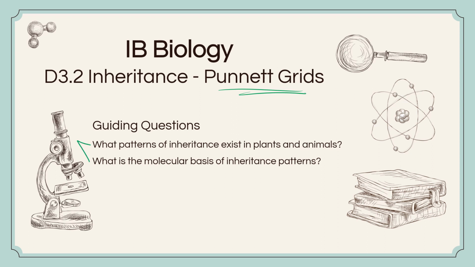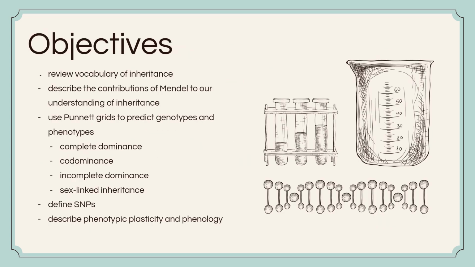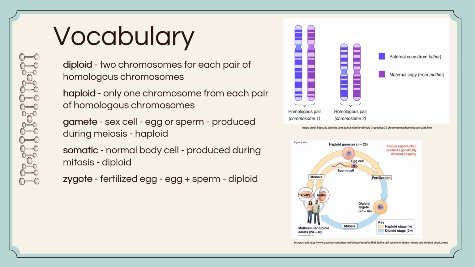Our guiding questions are: what patterns of inheritance exist in plants and animals, and what is the molecular basis of inheritance patterns? Lots of objectives here. I'm not going to read these to you, but feel free to pause the video and read if you want to read. Otherwise, on we go. Lots of vocabulary. Again, I'm not necessarily going to read all of these. Pause the video, jot down anything that you're not sure of, but do think about diploid.